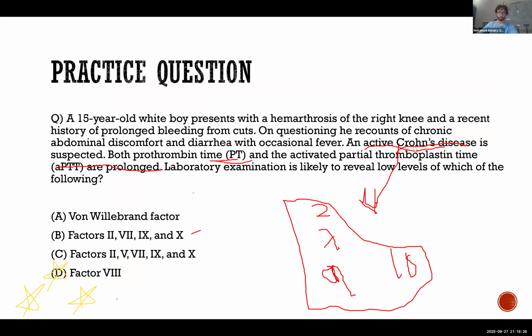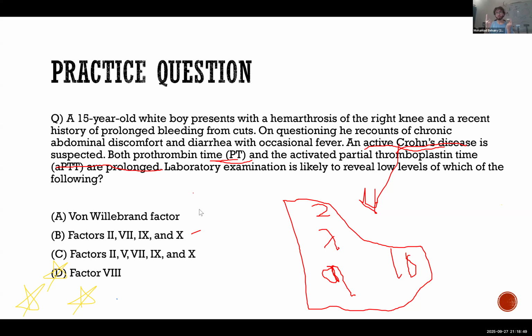has Crohn's disease. Crohn's disease basically leads to vitamin K deficiencies, which means we're going to have problems in factors 2, 7, 9, and 10. They also said this patient has long PT and long APTT. So here we have 2 issues. We have Crohn's disease affecting the vitamin K factors 2, 7, 9, 10.